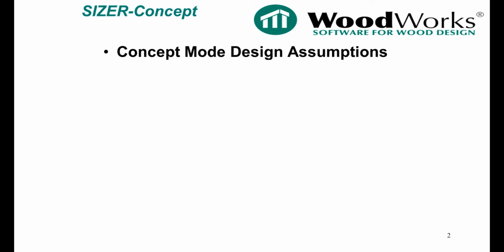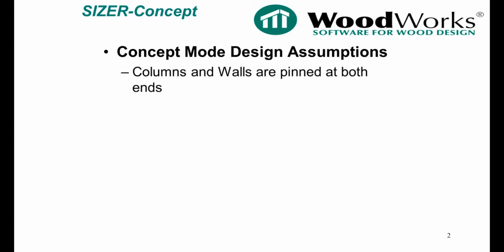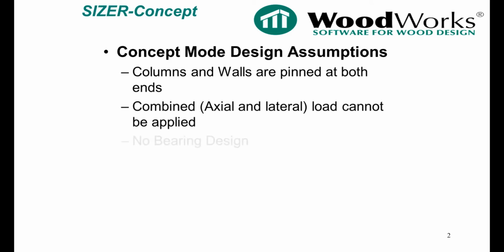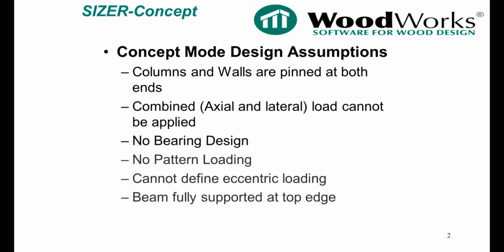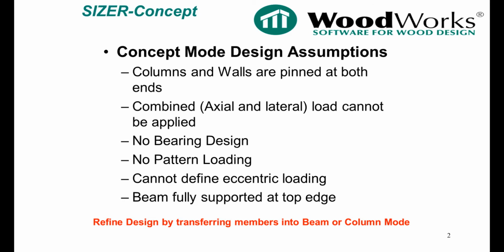We refer to concept mode as a preliminary design tool because of some of its design assumptions and limits, such as columns and walls are pinned at both ends, combined load cannot be applied, and there is no bearing design, among other restrictions. That being said, it is necessary to refine the design of members directly in beam or column mode. Concept mode cannot distinguish what is a supporting member, so it is necessary to do this manually in column and beam mode to ensure that the connection details and load path are correct.